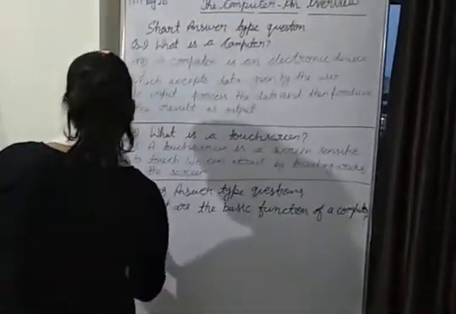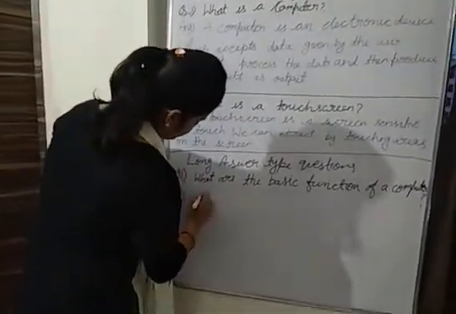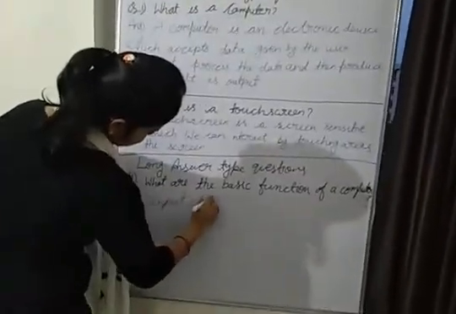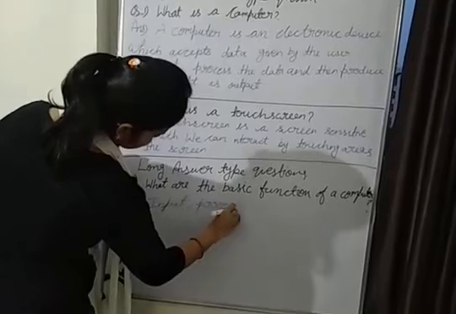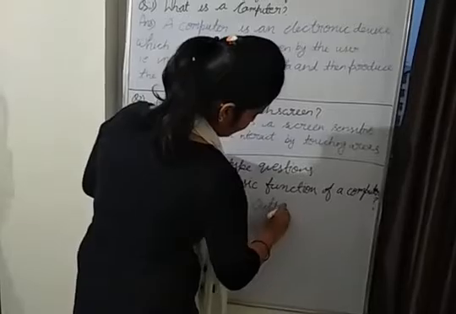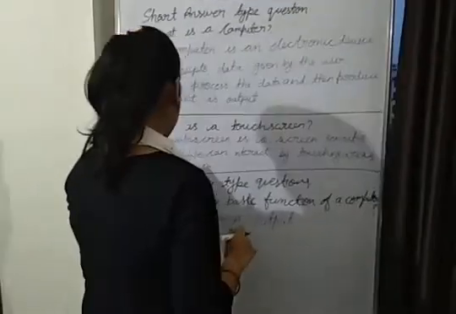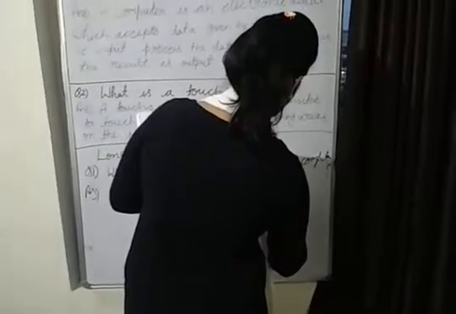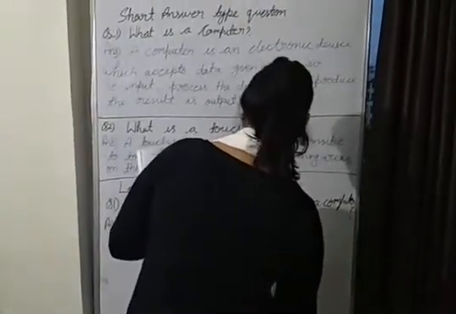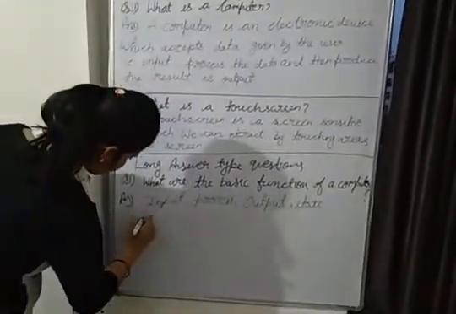So the answer, first, what does the computer do? Input, then process. After processing, the computer generates output, and once the output is generated, then it stores the output in storage devices, then store information.